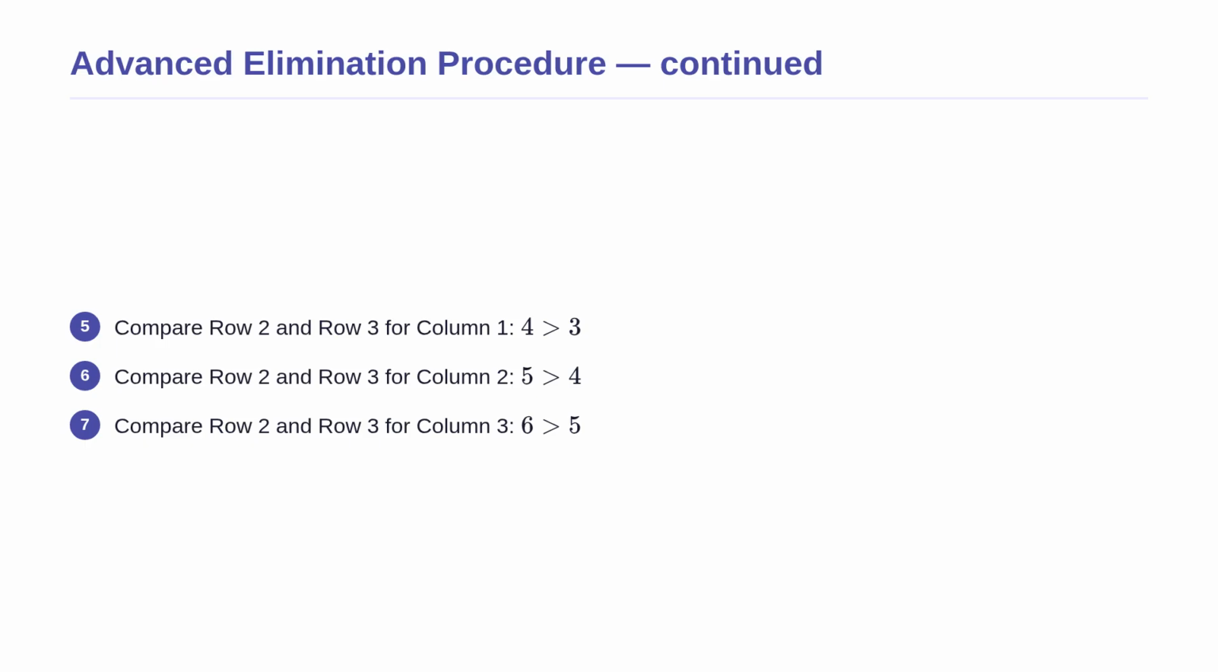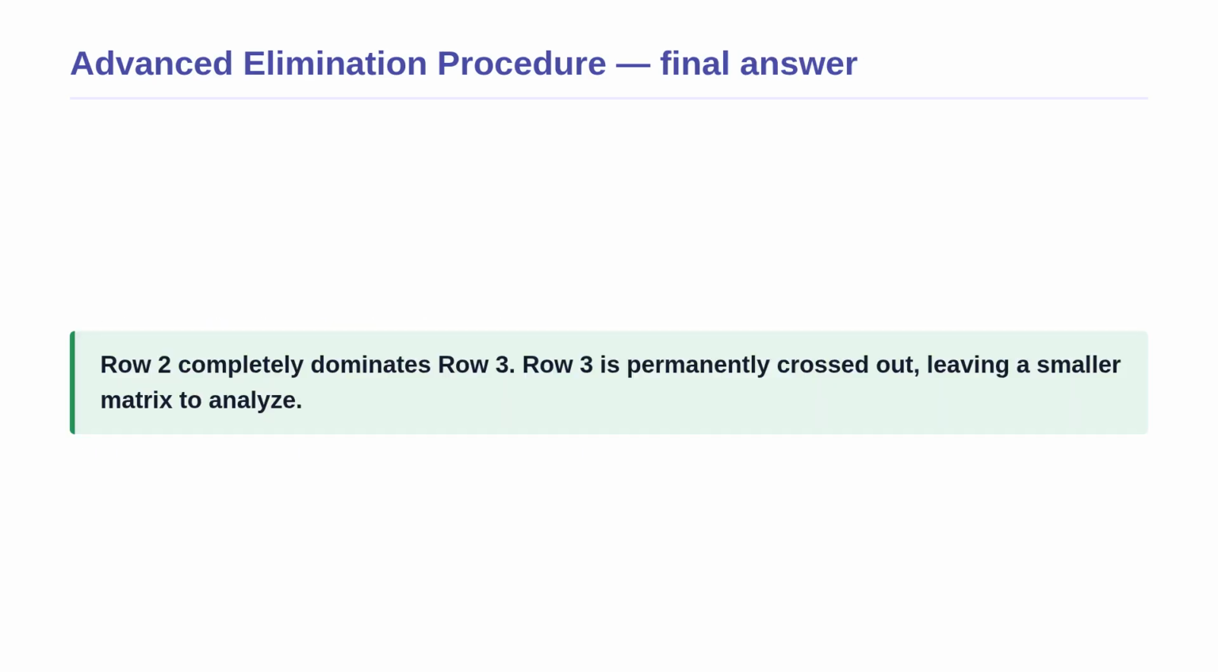We have now checked every single column for these two rows. Because every single number in row 2 is strictly greater than the corresponding number in row 3, row 2 completely dominates row 3. Player A, wanting the biggest numbers, will always prefer row 2 over row 3 in every situation. Therefore, row 3 is a dominated strategy and is permanently crossed out from the game. This leaves us with a much smaller matrix to analyze further. Physically, this means player A has completely discarded their third strategy, simplifying their decision-making process immensely.